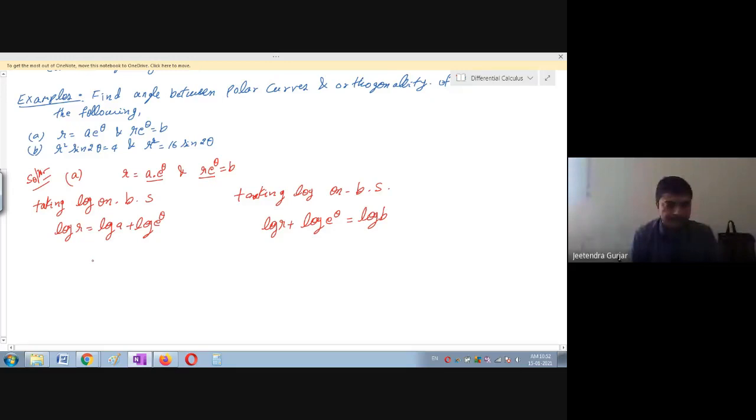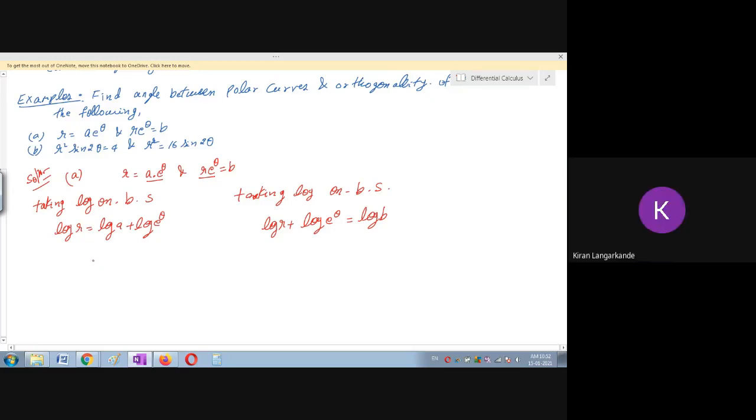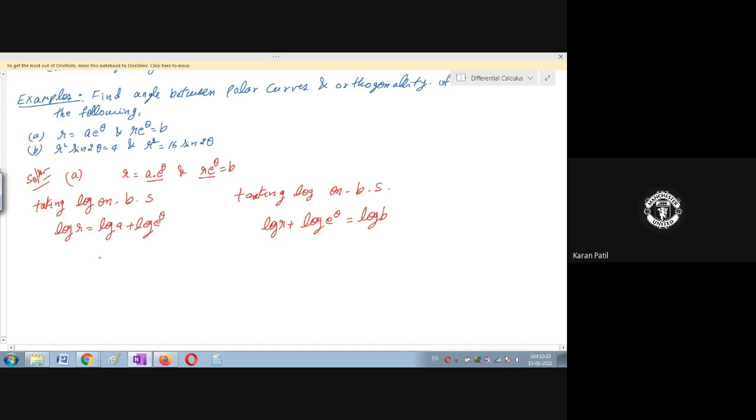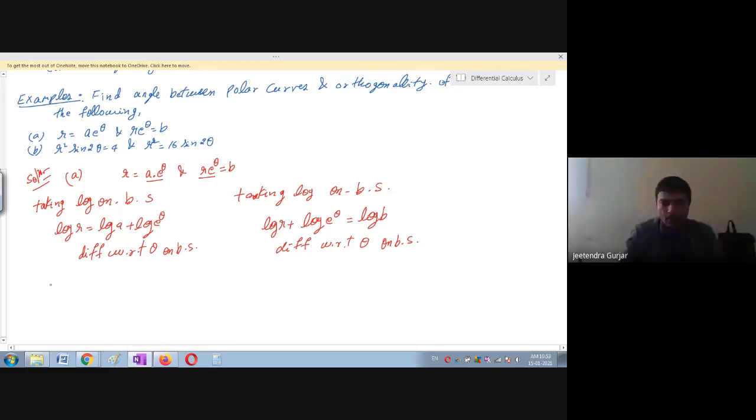Yes, student, please tell me what is the next step. Differentiation. Please, what is the next step I have to do? So differentiation. Yes, very good. Differentiate here with respect to theta, both the same.